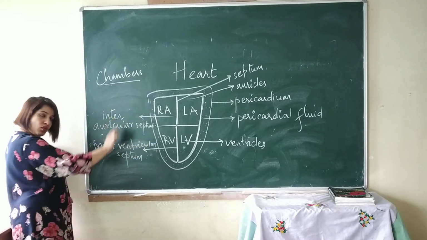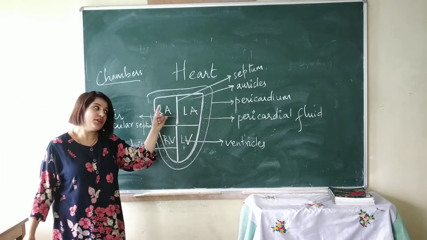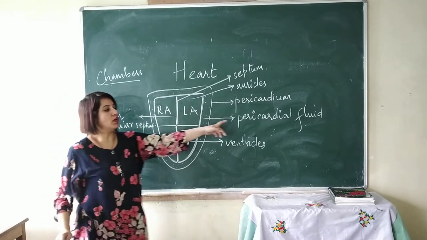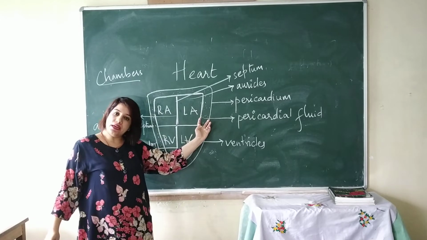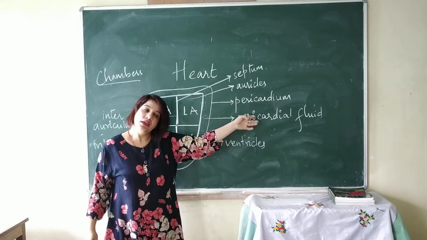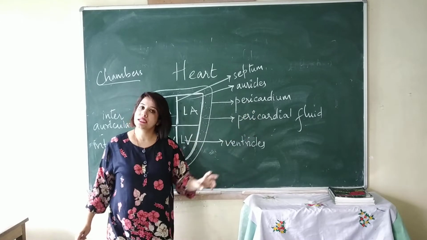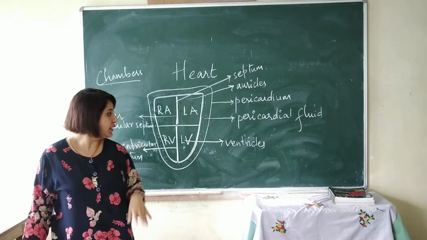So once more, what we have done till here: the heart is more or less triangular in shape. It is covered by a double-layered membrane called the pericardium. In between the pericardium, there is a fluid called the pericardial fluid. The pericardium and pericardial fluid protect the heart from mechanical shocks and injuries.